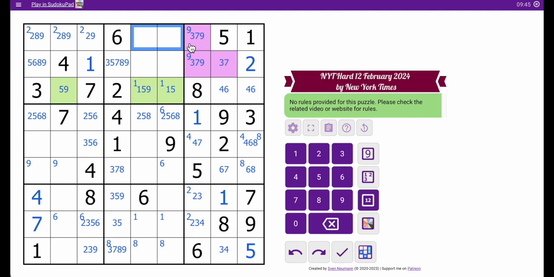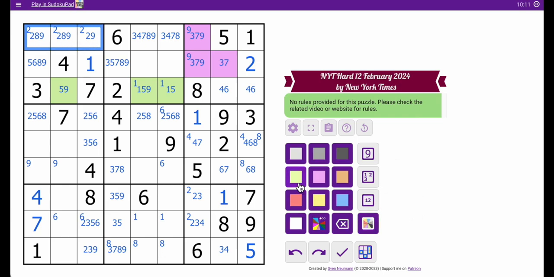Let's see. Neither of these are one or two. Neither are five or six. Five by row, six by row, and box. This is a nine. Yeah, the only places for three, four, and seven are these cells. So yeah, this is a hidden 289 over here.